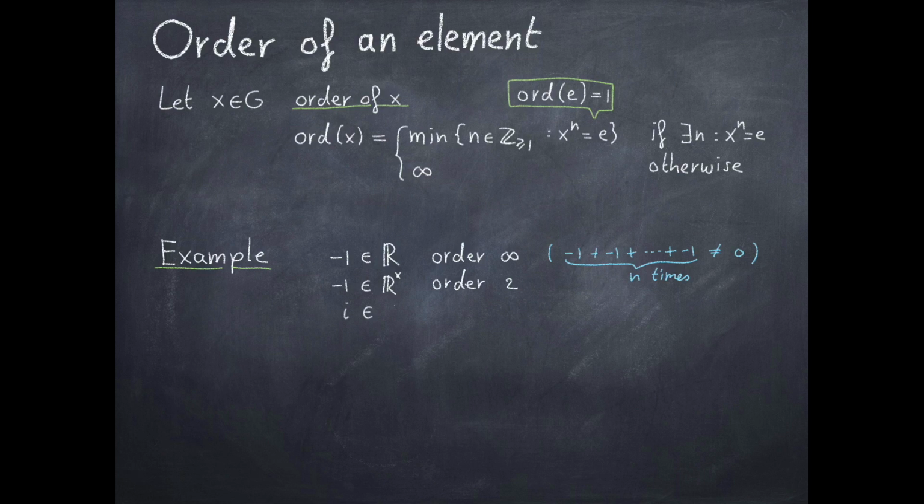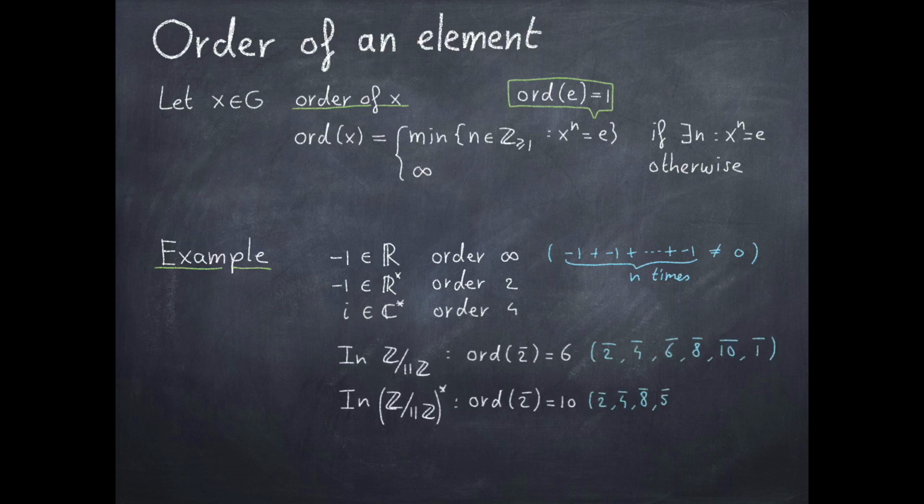The multiplicative group of real numbers only has two elements of finite order, 1 and minus 1. The multiplicative group of complex numbers, however, has many more finite order elements. For example, the element i has order 4. The element 2 in Z mod 11Z has order 6. The element 2 in Z mod 11Z star has order 10.